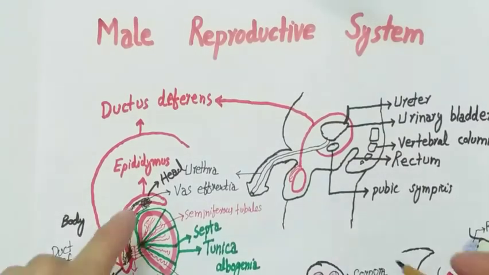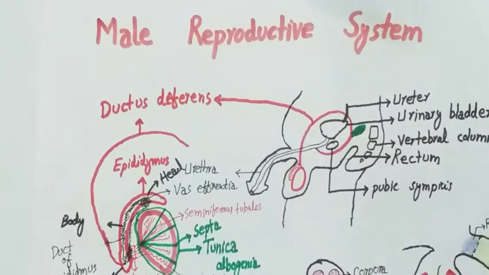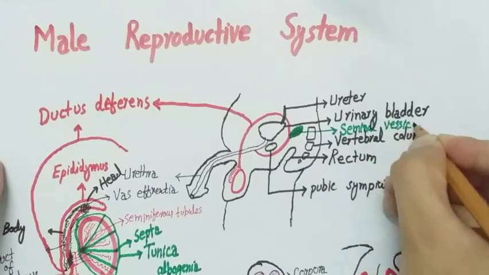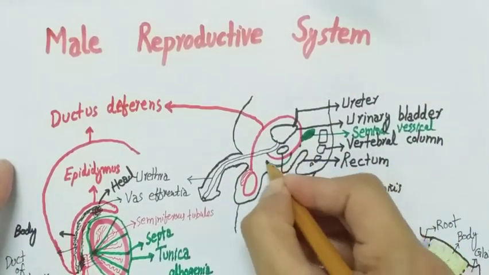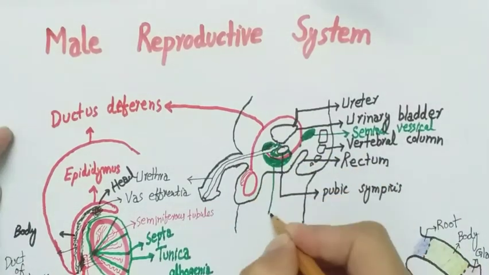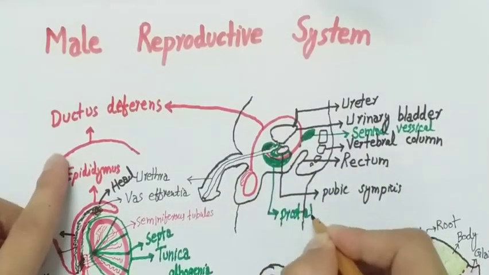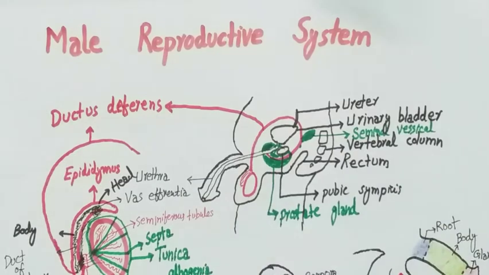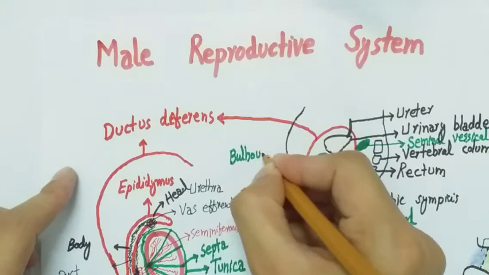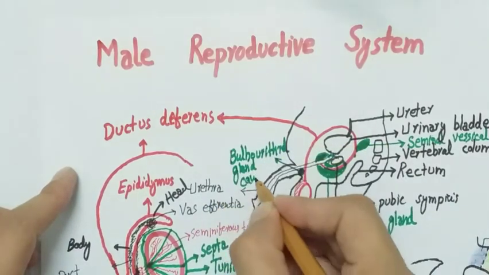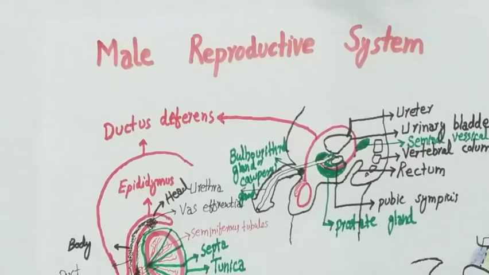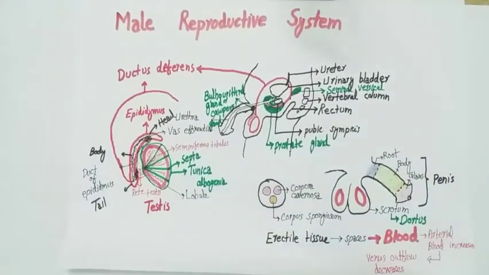Now let's talk about the accessory sex glands. So the very first gland is the seminal vesicle. It is producing about 60% of the semen. Now the next gland is the prostate gland, and the prostate gland is producing about 30% of the semen. Now the last gland is the bulbourethral gland. It is also called the Cowper's gland, and the bulbourethral gland or the Cowper's gland is producing mucus, and it is lubricating the pathway for the semen.